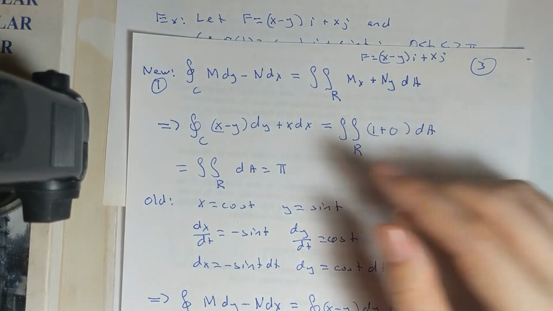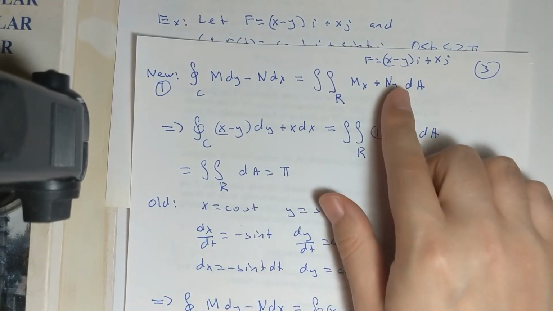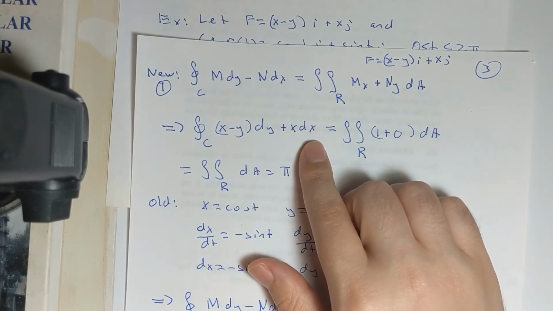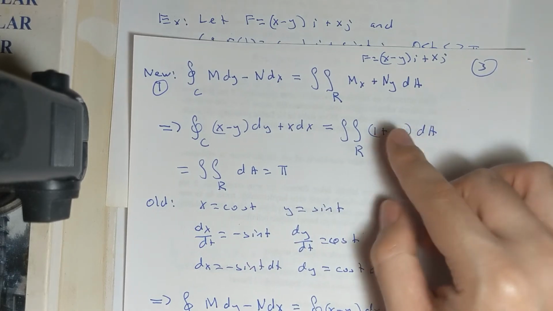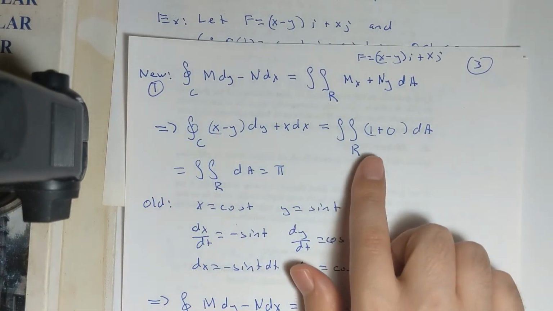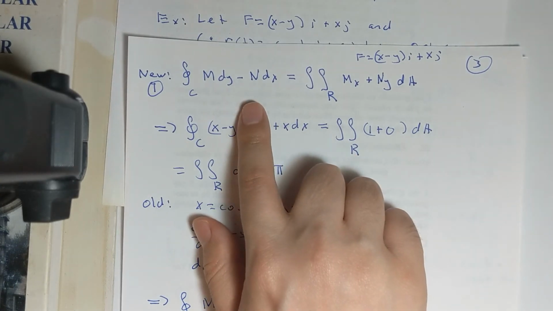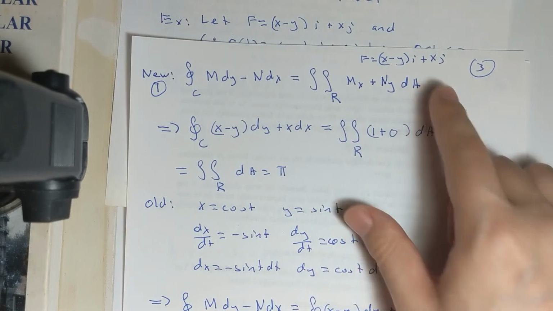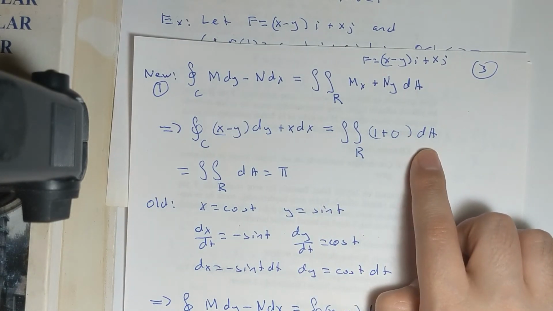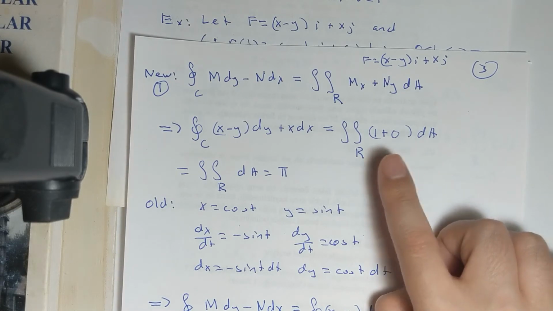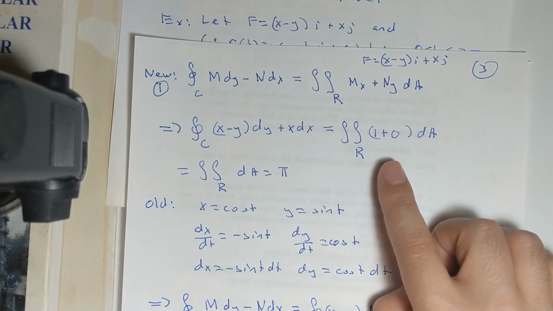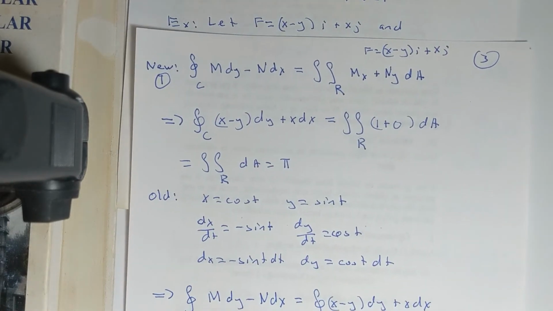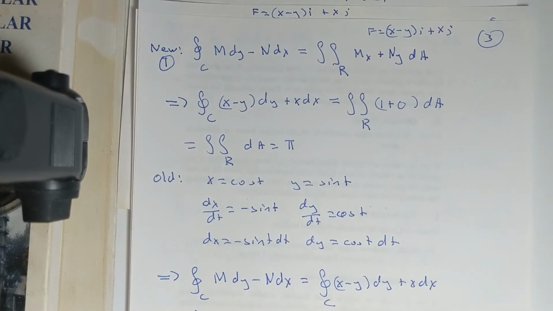Okay, so just plugging this in, our M was x minus y dy plus x dx, which is equal to the double integral of M sub x, which would be just 1, plus N sub y, which would be 0 because N is x, so 1 plus 0 dA. Now you don't even have to do anything here because we know the region enclosed is the unit circle, so we're just trying to find the area of the unit circle, which is pi. You don't have to do anything.